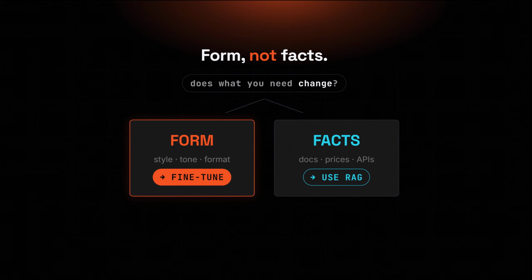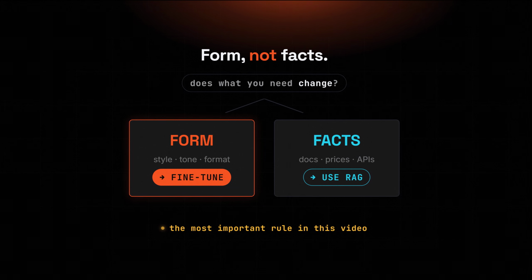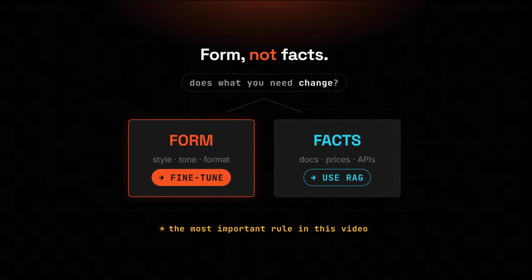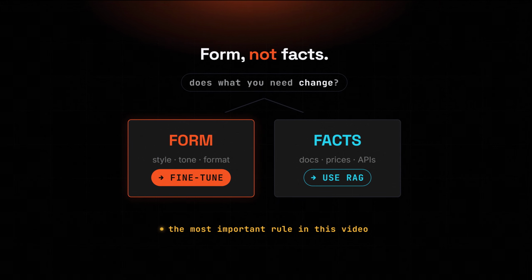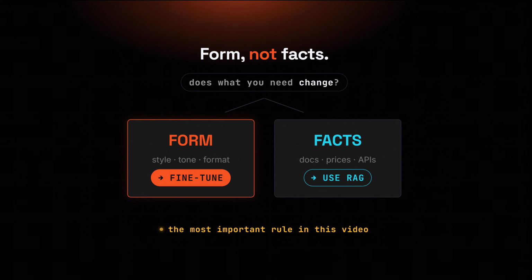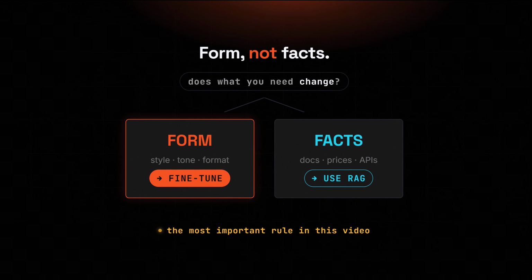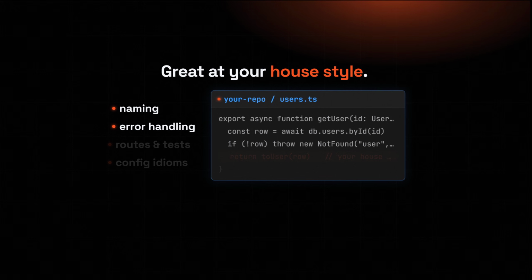But here is the rule that keeps you out of trouble, and it is the most important sentence in this video. Fine-tuning is for form, not facts. Use it to shape style, tone, structure, the shape of the output. If the thing you need changes every week, prices, docs, a live API, that is a job for retrieval, for RAG, not for training.